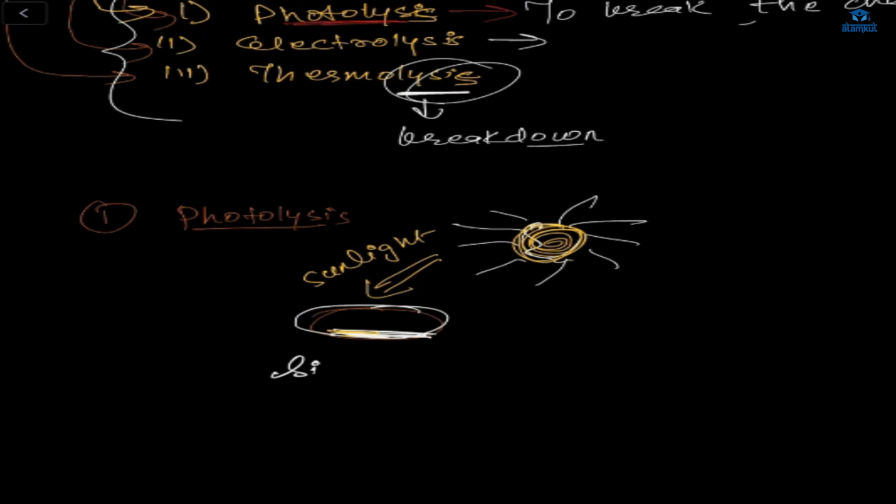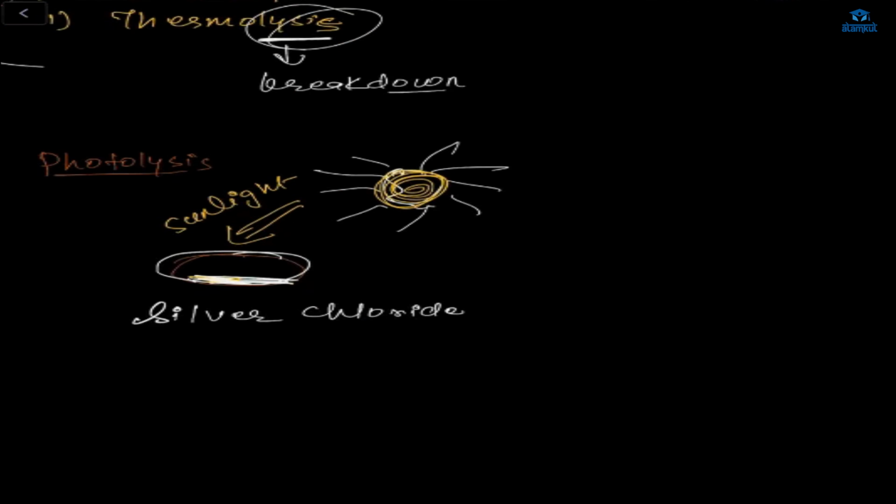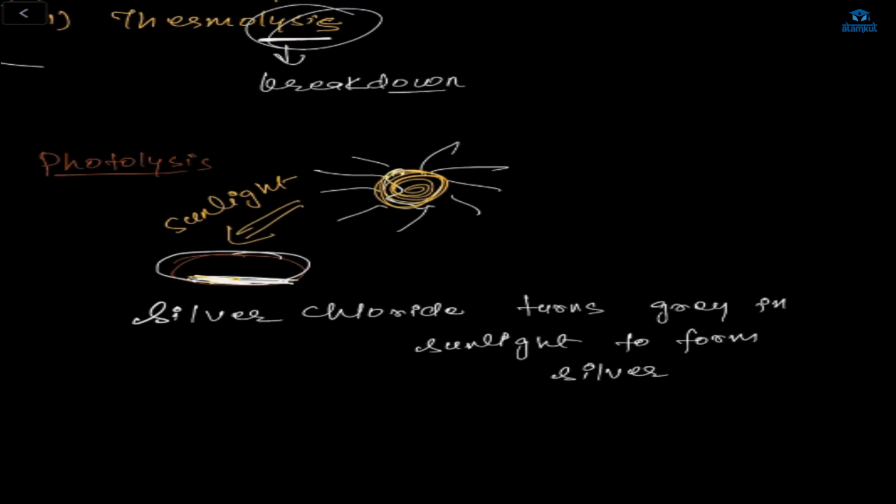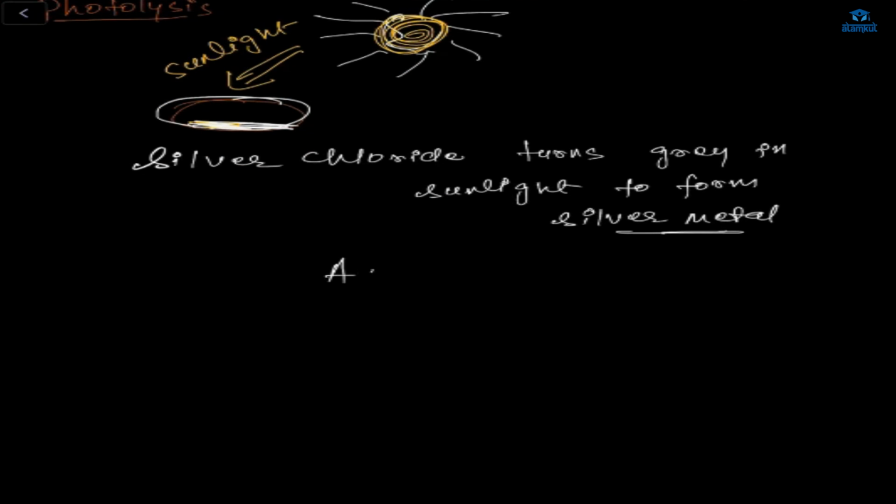So we were talking about photolysis. Here is sunlight, and this white in color is my silver chloride. Silver chloride turns gray in sunlight. Let me write: silver chloride turns gray in sunlight to form what? To form silver metal. Silver chloride will turn gray to form silver metal only. Example: AgCl gives Ag plus Cl2 in the form of sunlight.